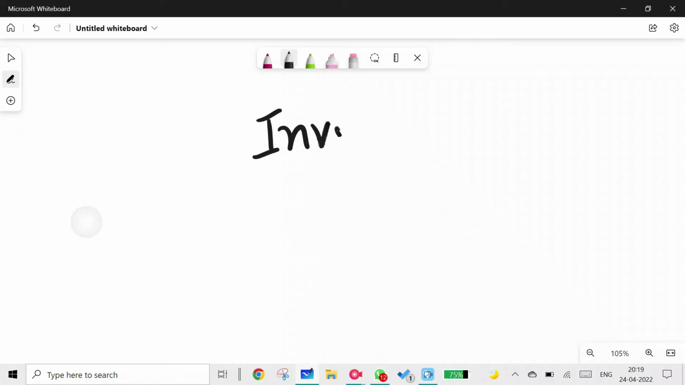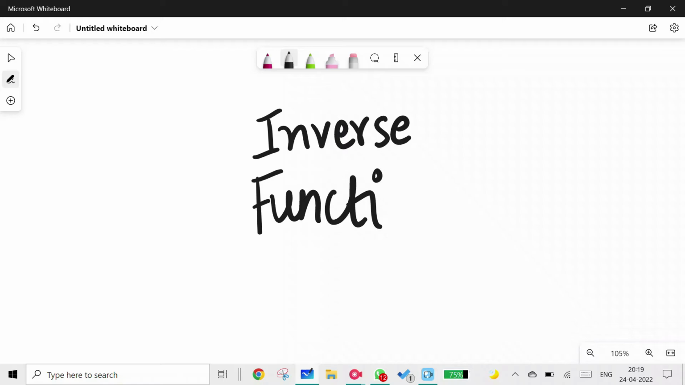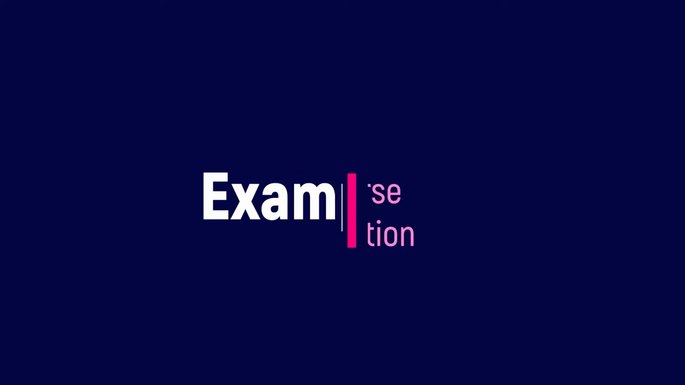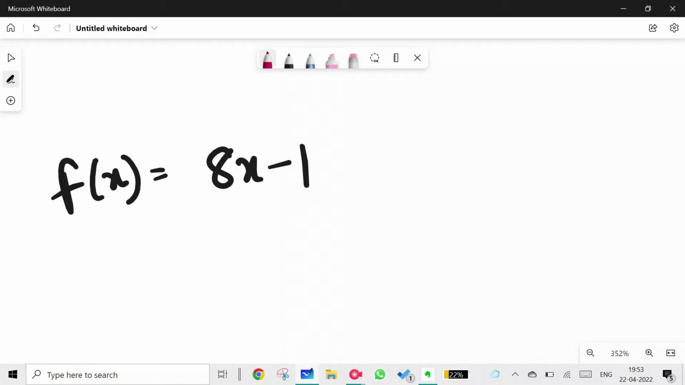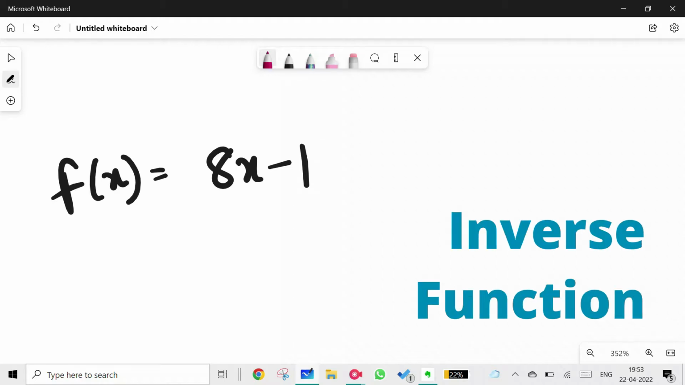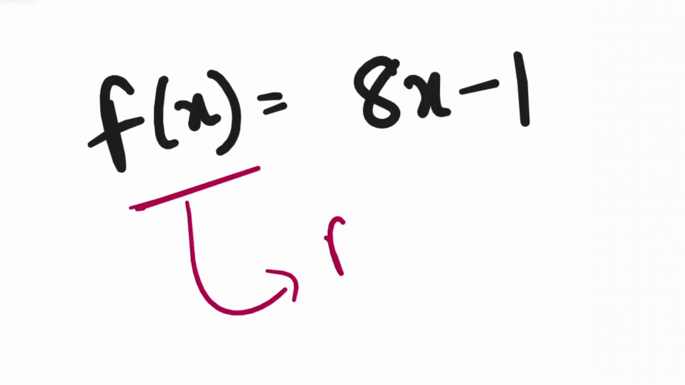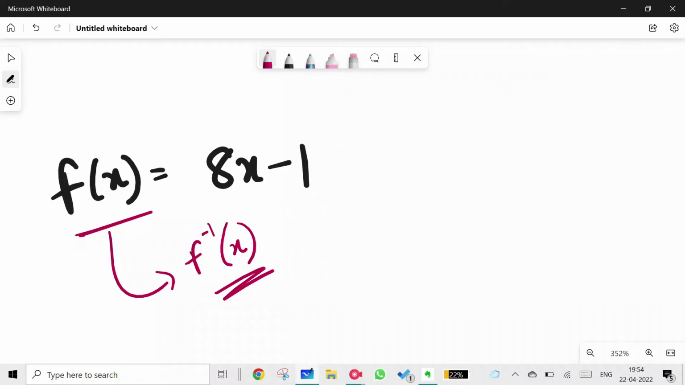Next up we have inverse function or an anti-function. So this is a function that undoes the action of a given function. So for example, let's say you have f of x equal to 8x minus 1. So this is a normal function. Now let's say you're asked to find out the inverse of this function. So first of all, the way you denote an inverse function is by writing it this way, f inverse of x.